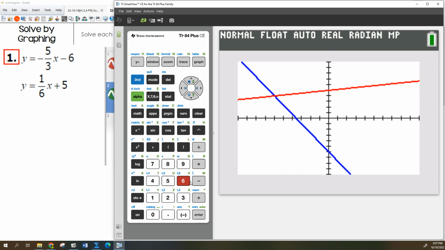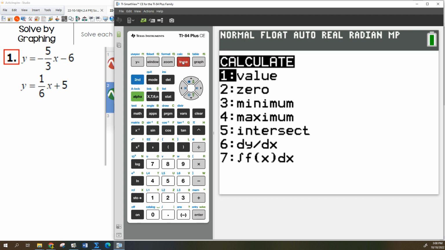We can see the intersection. And that's the thing on the graphing calculators. In order to find this intersection, you have to be able to see the intersection on the screen. Okay, so now what? Well, anytime I want to do something with a graph, remember what you do. You go second calc to get the calculate menu. And which of those options do I want here? Number 5. I want intersect.